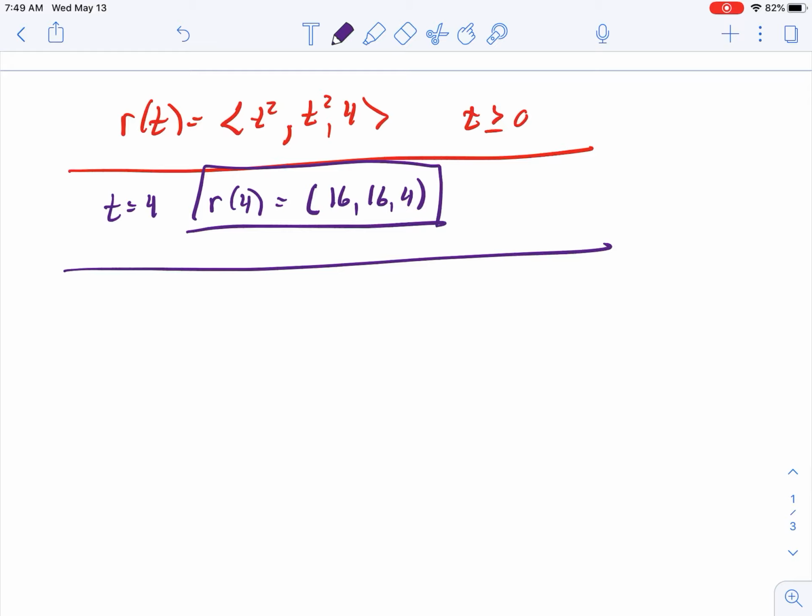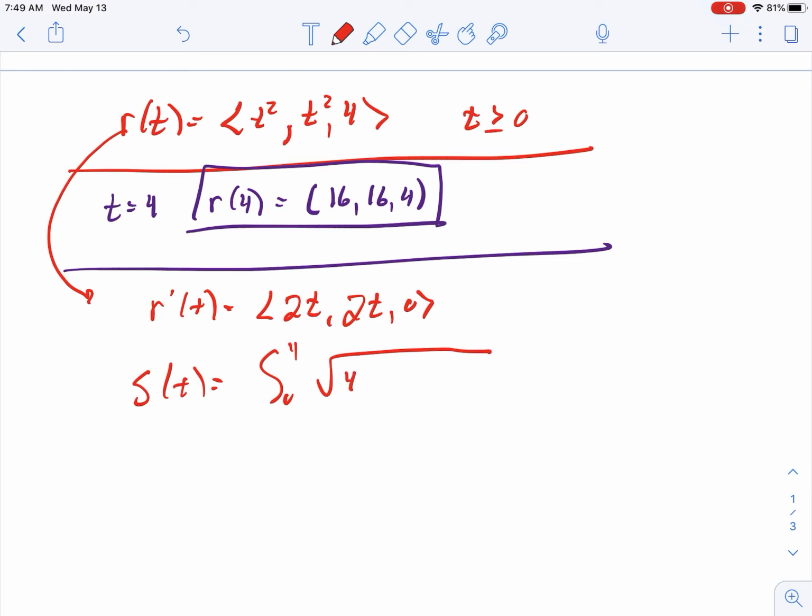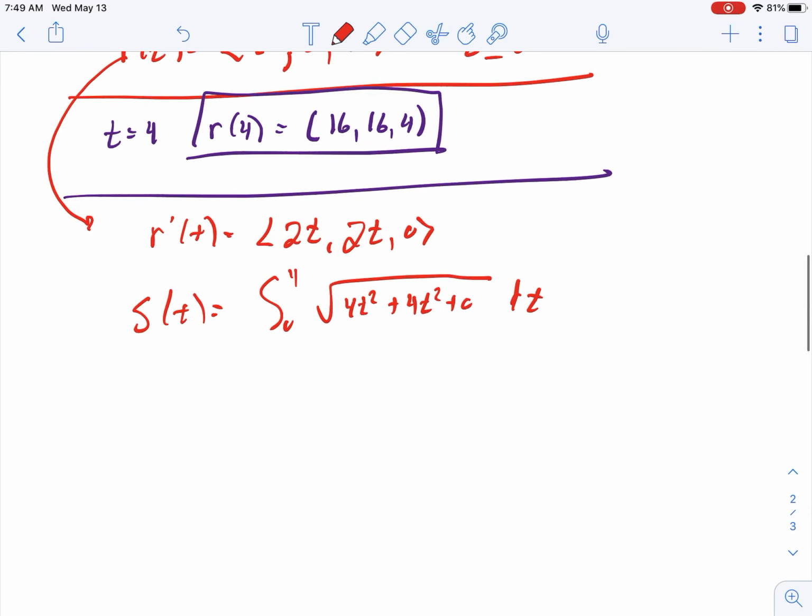All right, so let's go ahead and find how far that is between 0 and 4. Use the Pythagorean theorem, r prime of t is 2t, 2t, 0. So s would be the integral from 0 to 4 of the square root of 4t squared plus 4t squared plus 0 dt.